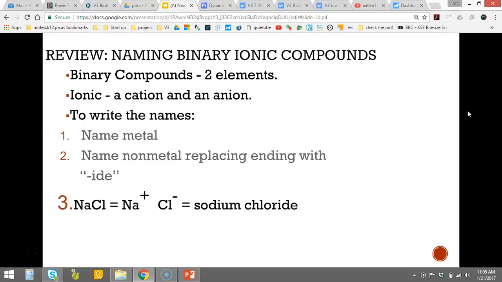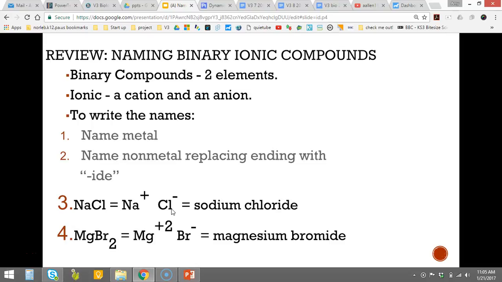For example, NaCl, we have the cation sodium, which is the positive charge, bonded with the anion chlorine, which is the negative charge, becomes sodium chloride. Or MgBr2 becomes magnesium bromide. One thing to notice here, the +2 charge becomes the subscript for the bromine. That's something to keep in mind when we flip this concept around, and instead of taking a formula and writing the name of the compound, we take the name of the compound and use that to write the formula.